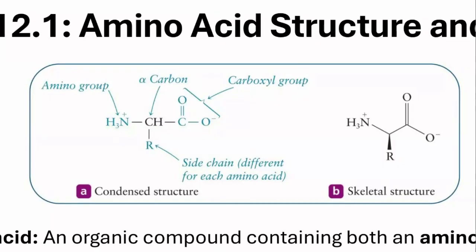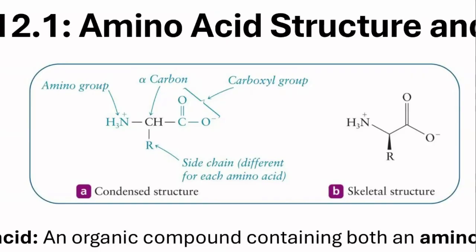Lastly, we have what is called the side chain. By now, we have always discussed that an R group represents the rest of the molecule. And in amino acids, that side chain is what makes the difference between each of the amino acids.